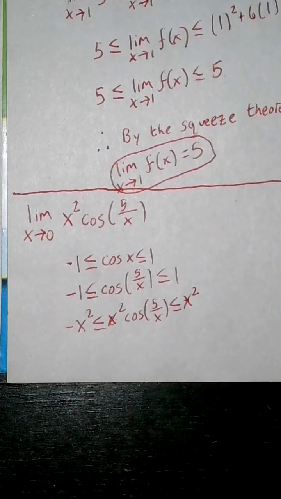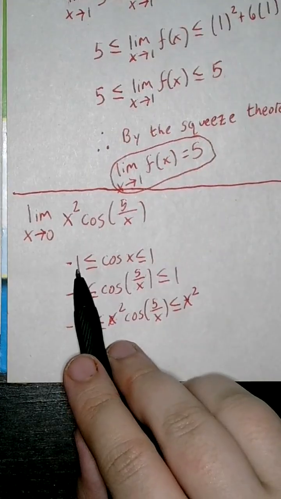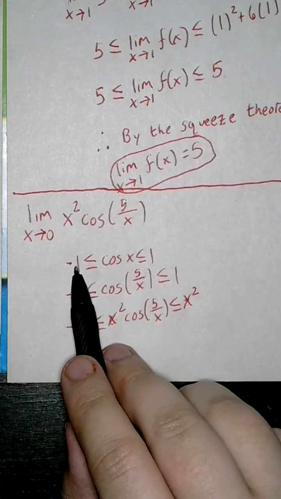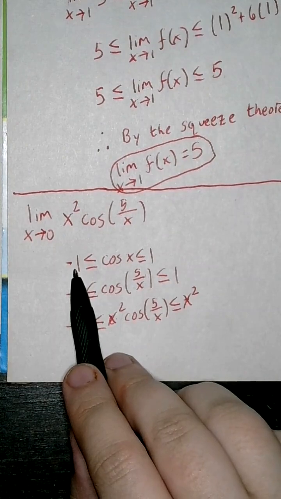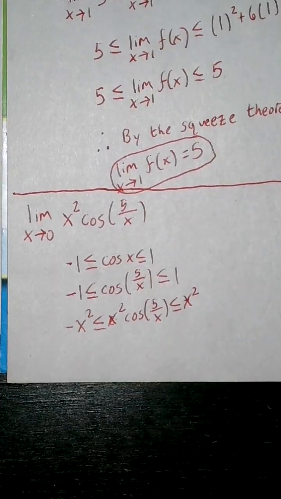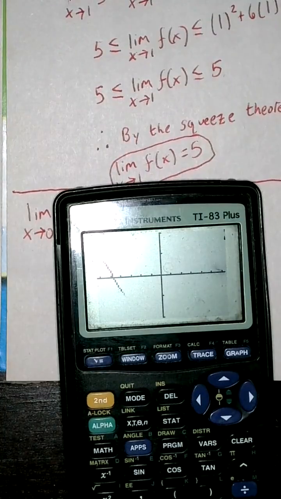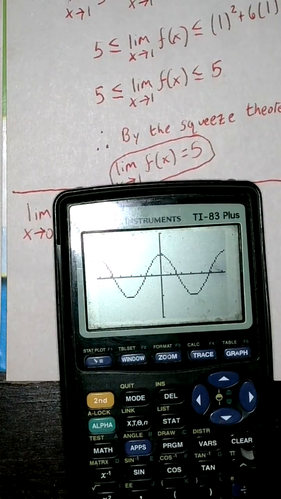Why negative 1 to 1? Good question, Cyanide. It's because cosine is a bounded function. It can never be less than negative 1, nor can it ever be greater than 1. If we look at the graph of cosine of x, we can see that it stays forever between negative 1 and 1.